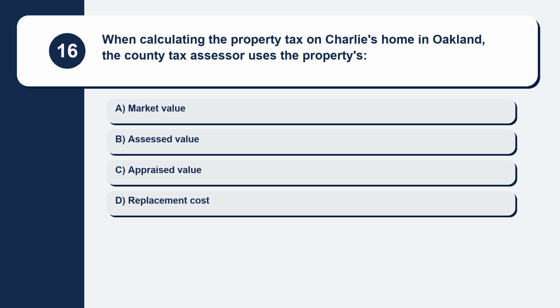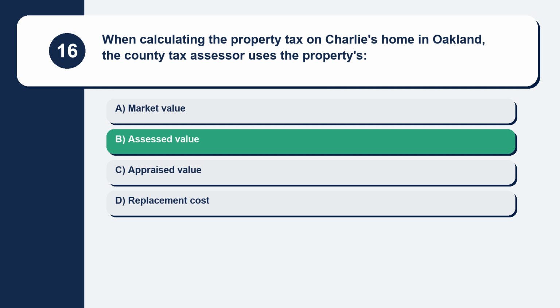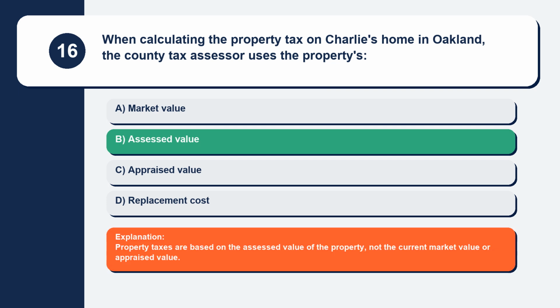Question 16. When calculating the property tax on Charlie's home in Oakland, the county tax assessor uses the property's. Here are your options. Option A, market value. Option B, assessed value. Option C, appraised value. Option D, replacement cost. The correct answer is option B, assessed value. Explanation: property taxes are based on the assessed value of the property, not the current market value or appraised value.